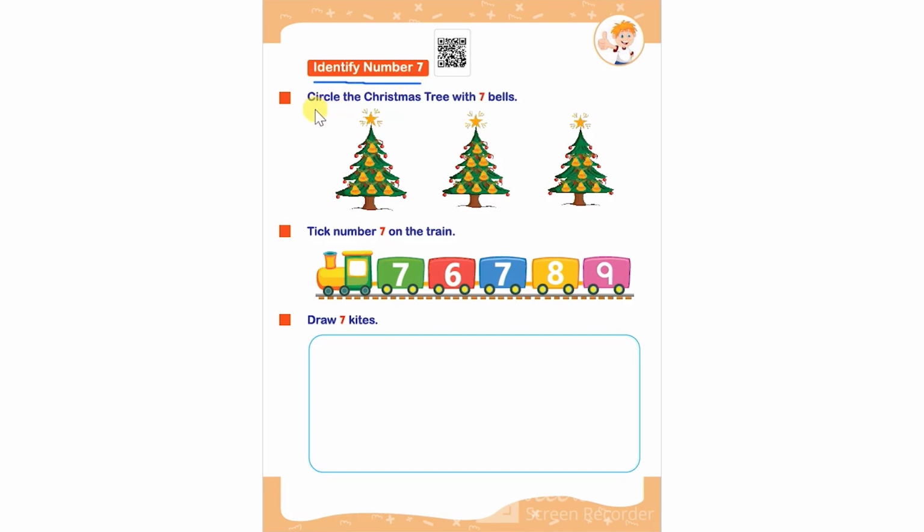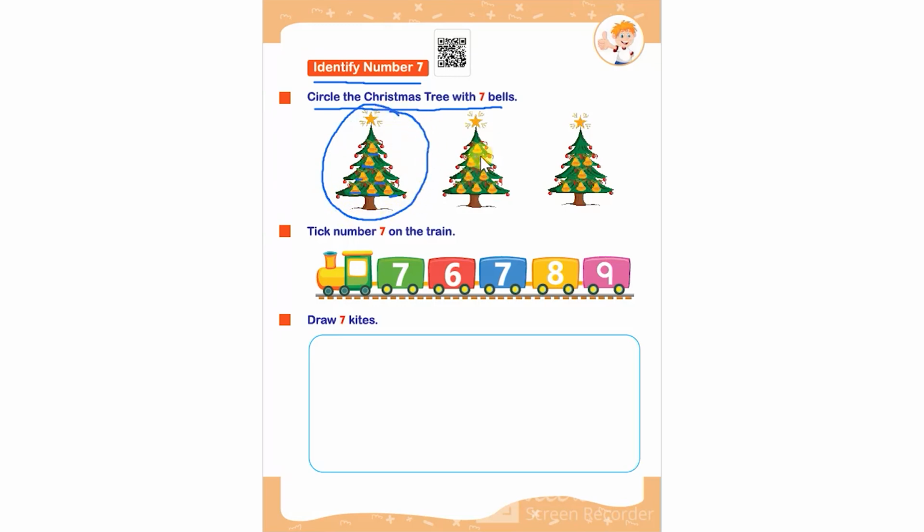Over here, circle the Christmas tree with 7 bells. So here the child has to count the number of bells on the Christmas tree and then they have to circle the Christmas tree with 7 bells. So here there are 1, 2, 3, 4, 5, 6, 7 bells. So the child has to circle this tree.